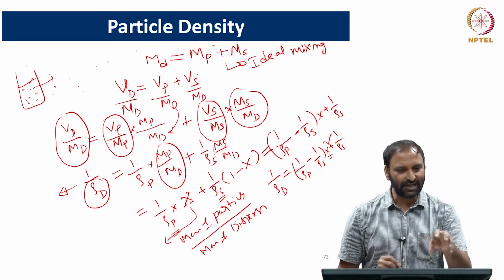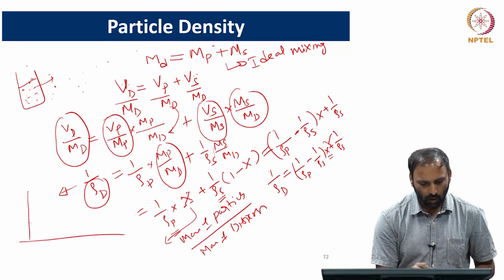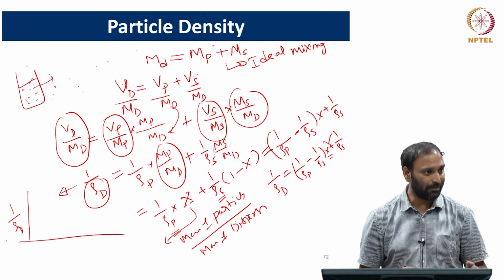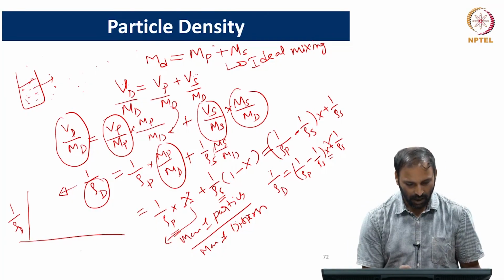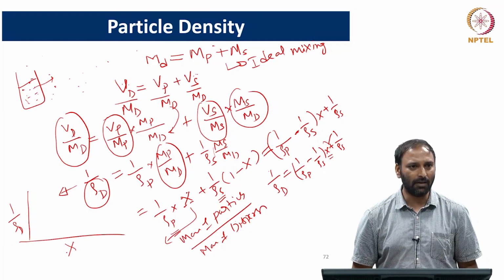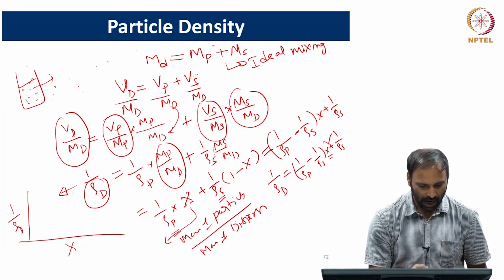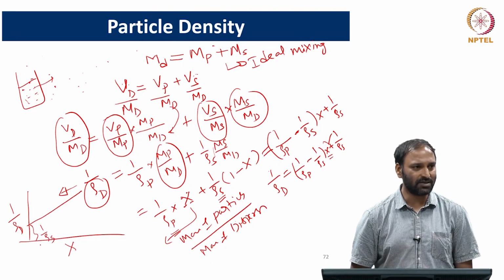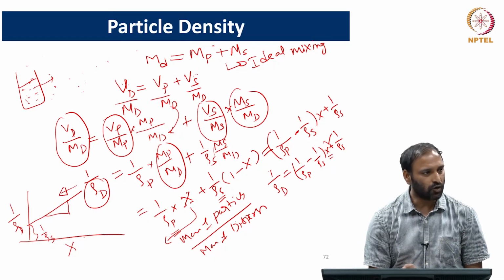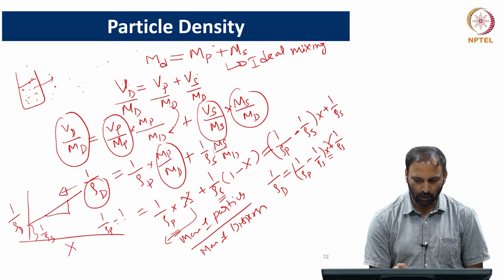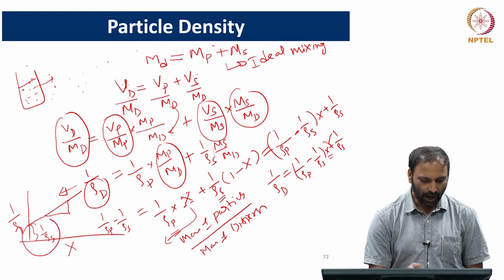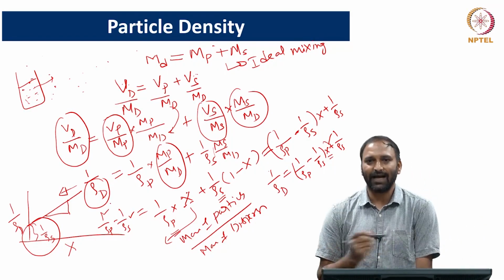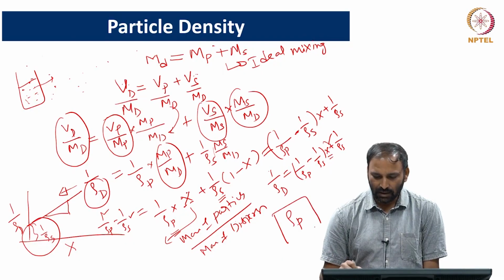Okay. Therefore, if I have a series of solutions and a way of measuring the density of the dispersion, that is 1 over rho d, which I can measure using a densitometer, and I plot that as a function of x, the mass fraction of particles in the dispersion, I would get a straight line where the intercept is 1 over rho s and the slope is 1 over rho p minus 1 over rho s. From the intercept, I know 1 over rho s. I can then get 1 over rho p, and from that I can extract rho p, which is the density of the particle.